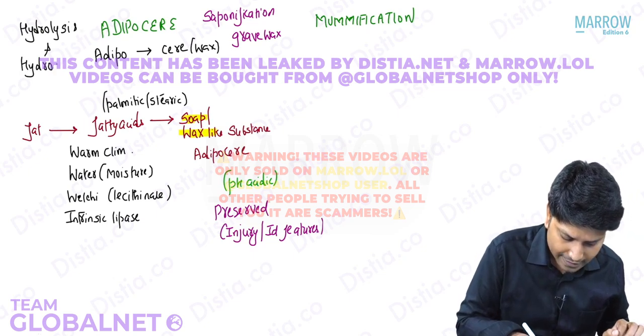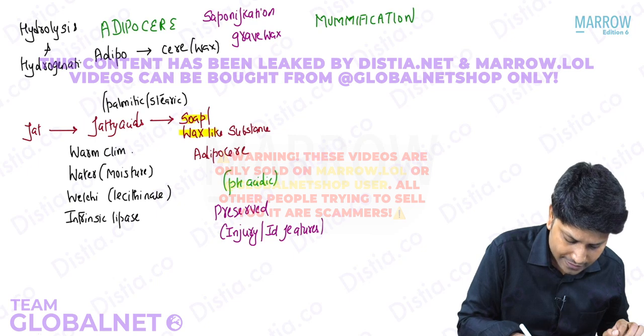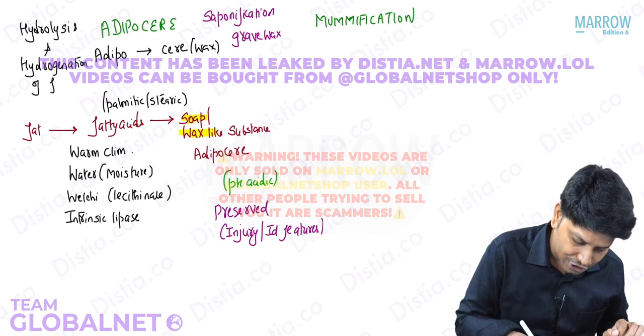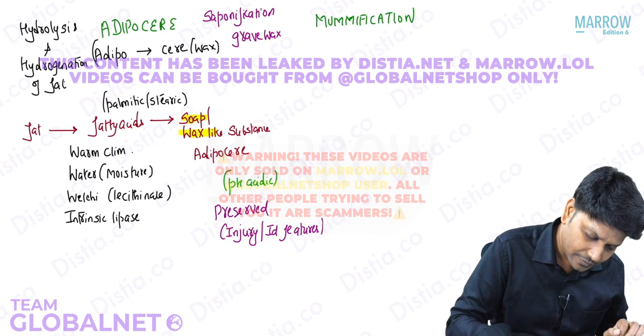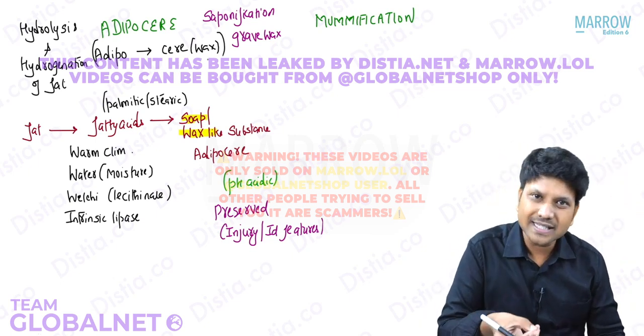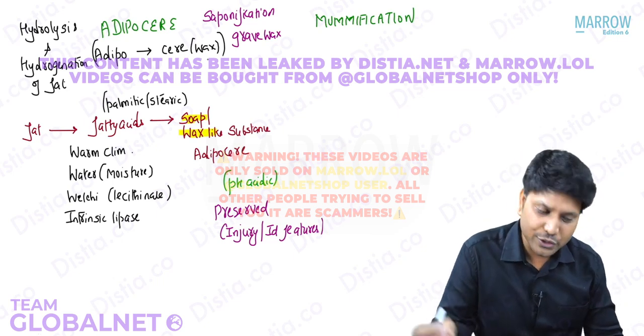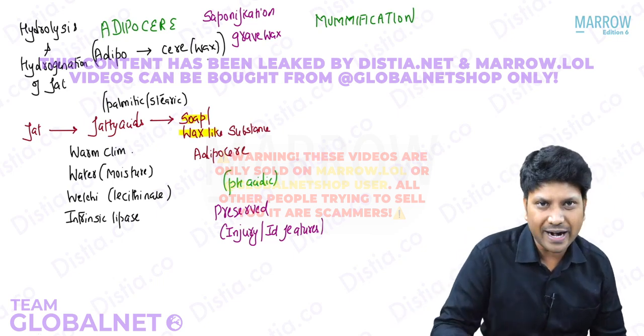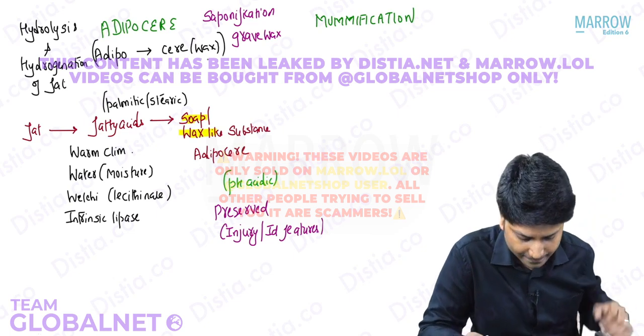The entire reaction is called hydrolysis and hydrogenation of fat. Hydrolysis: water is there, lysing. Hydrogenation: you add hydrogen, so hydrogenation of fat into fatty acid. That is what we get here.